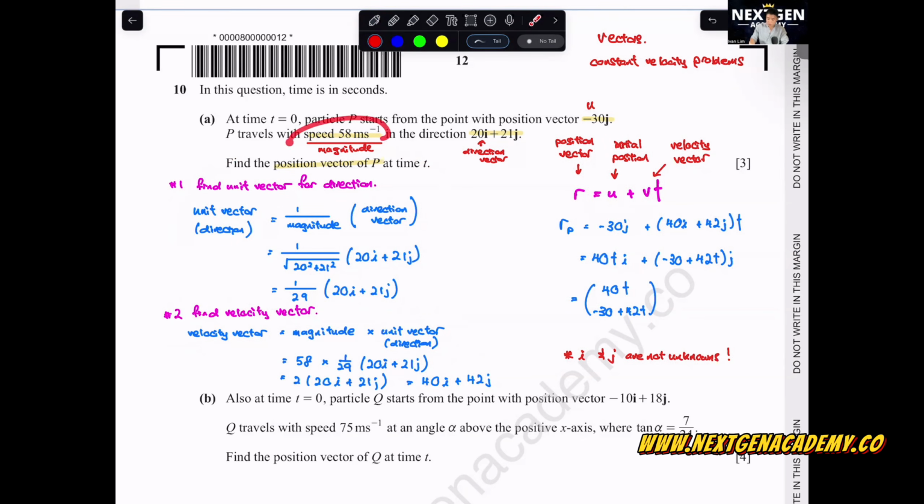Sometimes they may not use the word speed. Sometimes they may use the word magnitude. But you need to remember speed is magnitude. Speed is a magnitude because there's no direction to it.